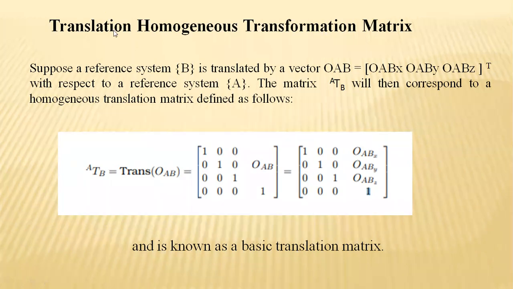Seeing the first, the translation homogeneous matrix. Translation clearly specifies that it's a prismatic movement. Prismatic movement in the sense, the movement for each and every link will be towards either positive x-axis or negative x-axis, or positive y, negative y, positive z, negative z. So we are having 6 degrees of freedom.